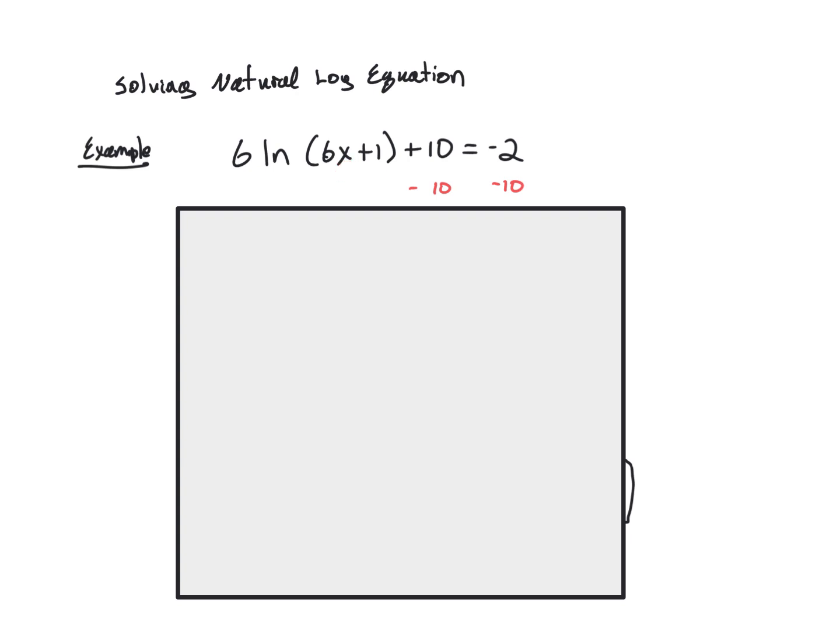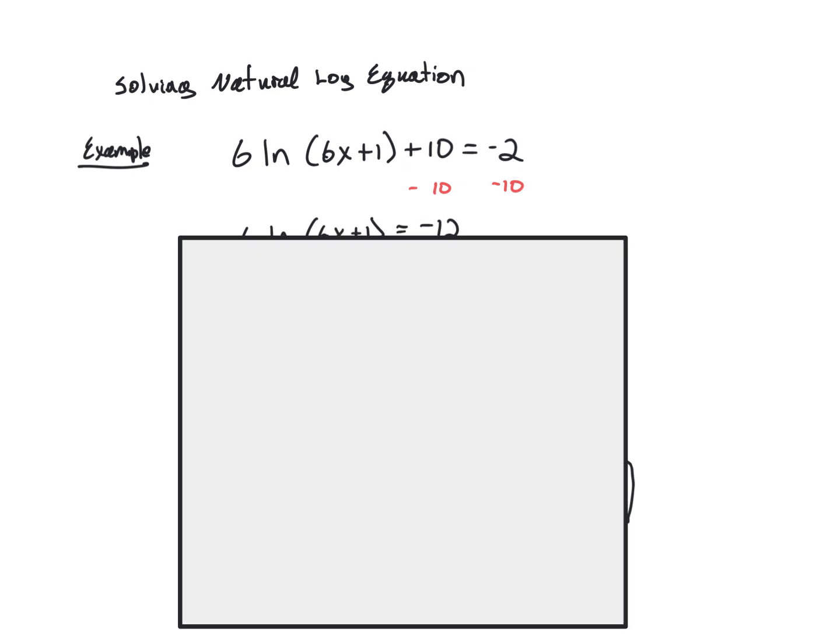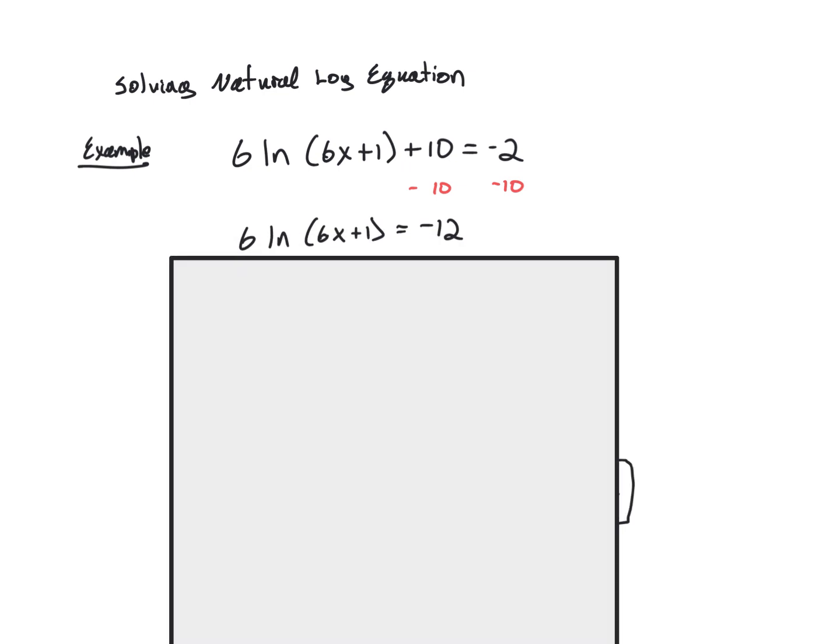Now, the first thing I'm going to do with this natural log is I'm going to do the inverse of this plus 10. I'm going to subtract 10 from both sides. Okay, when I do that, we end up with 6 ln of 6x plus 1 equals negative 12. That's negative 2 minus 10.